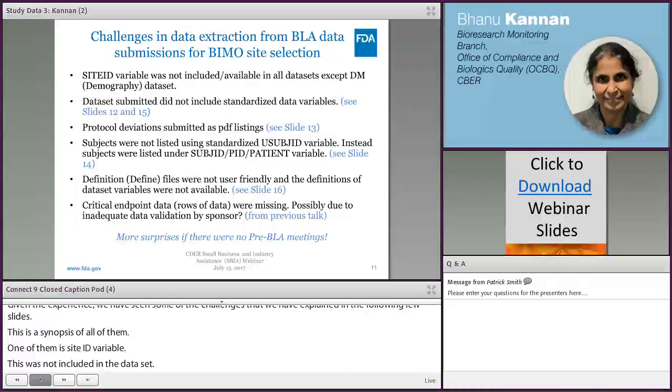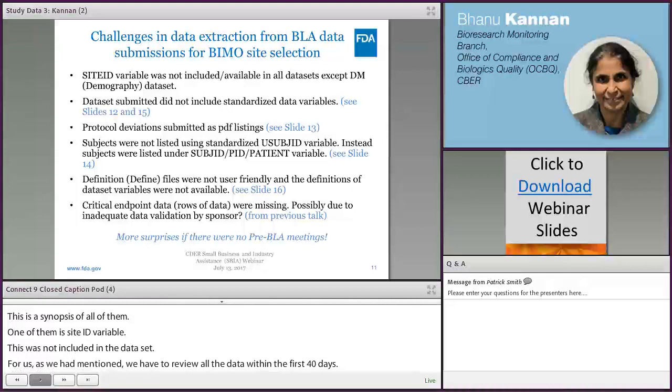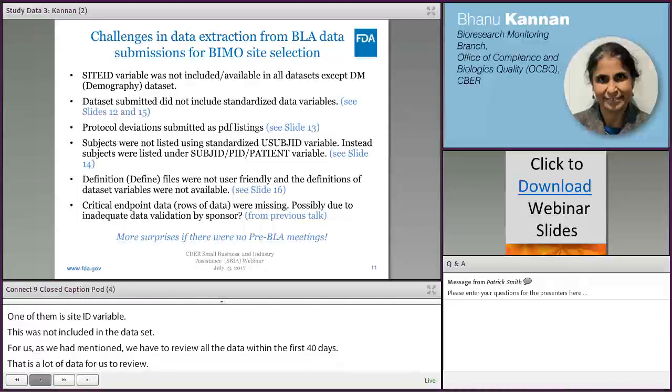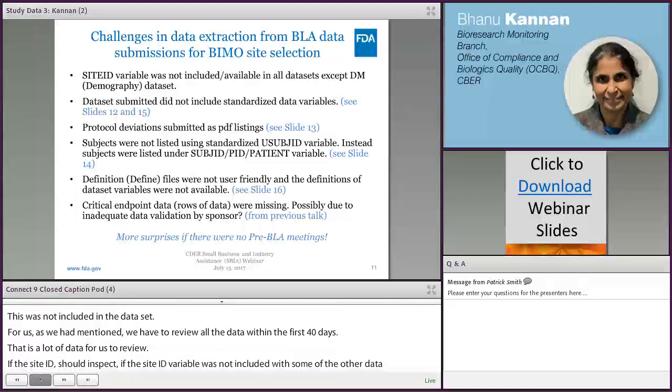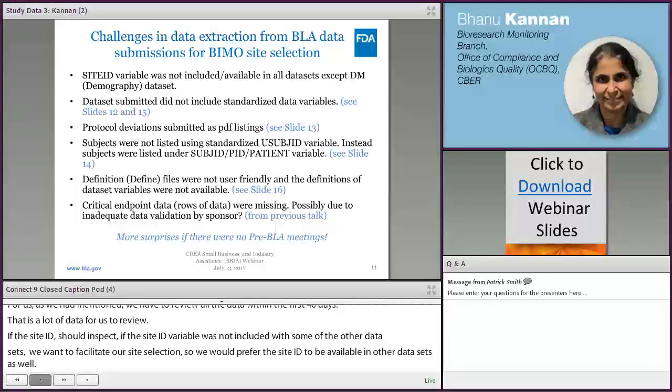So if the site ID variable was not included in some of the other data sets, because we are selecting sites to inspect, it's not faster for us to select the sites. Let me put it that way. So we want to facilitate our site selection, and we would prefer the site ID to be available in other data sets as well. And we have seen examples wherein the data set submitted did not include standardized variables, or the deviations were submitted as PDF listings.